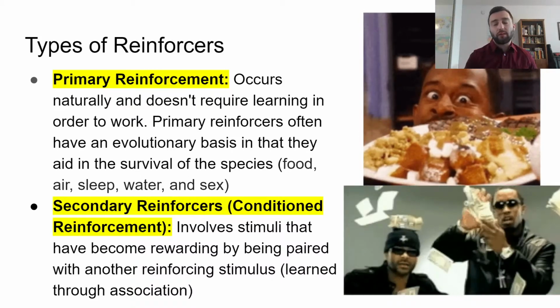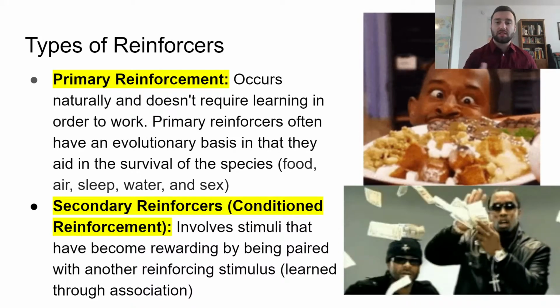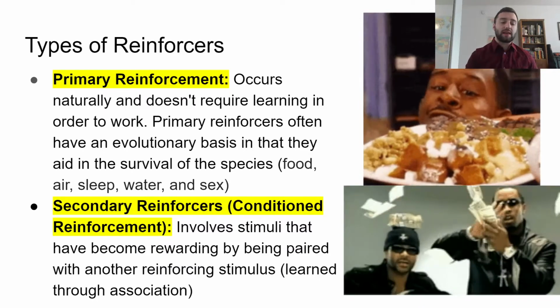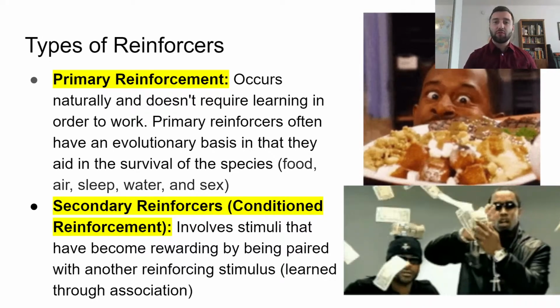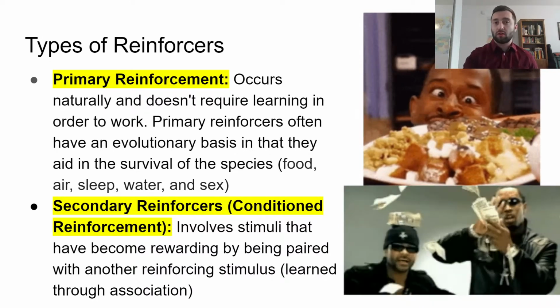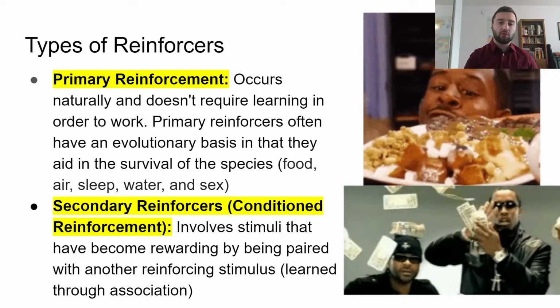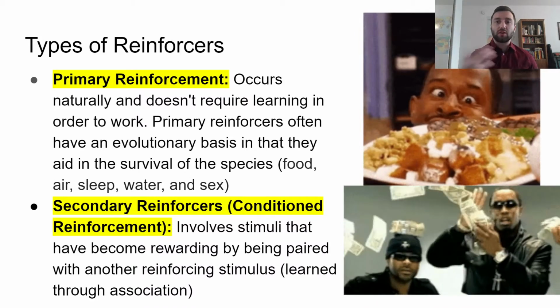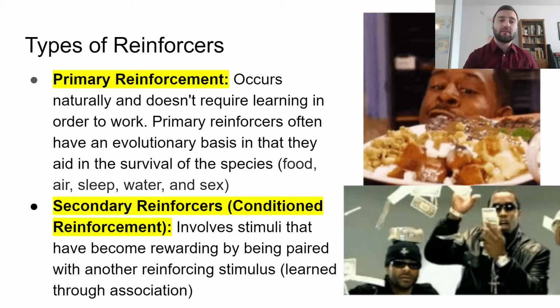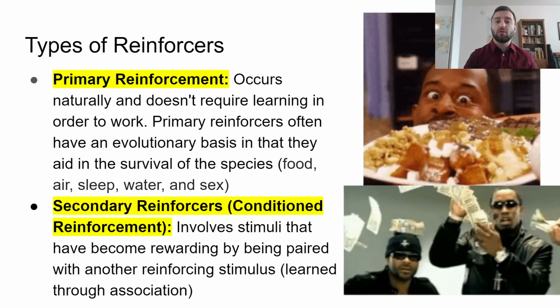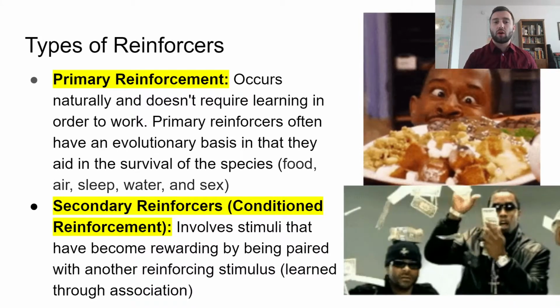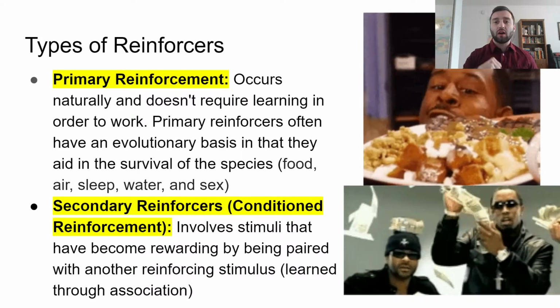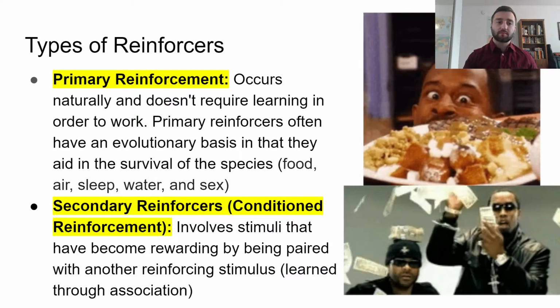So the main primary reinforcer that we usually use is something like food. That is something that you don't have to teach someone that food is a reward, whether it's a human being or an animal. It just is. We like food. We want food. When we get food, we are happy about it. So it increases our likelihood. So our big examples of primary reinforcers are food, air, sleep, water, sex. Those are all things that are considered rewards.